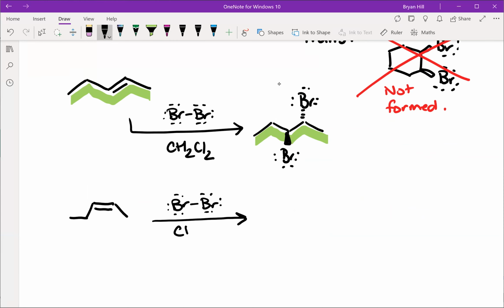I don't know why I'm obsessed with drawing all those little lone pairs, but I am.